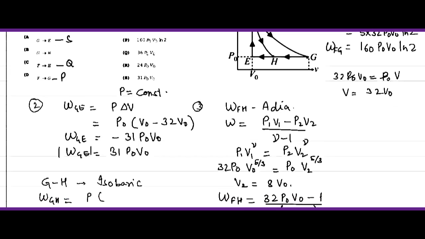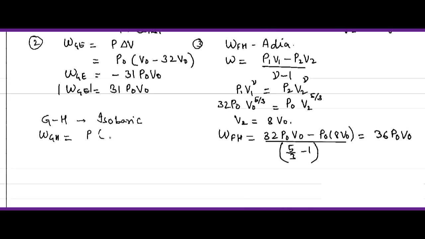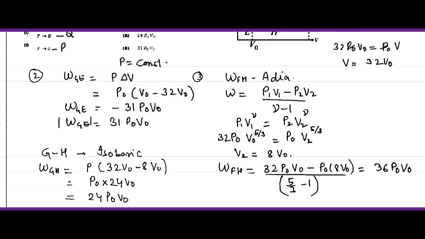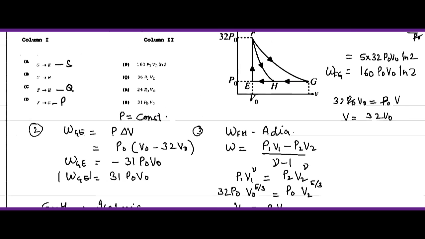At G we have the volume 32 V naught, and at H we have 8 V naught, and the pressure here is simply P naught. So from here we are going to get 32 minus 8, which is 24 times V naught. So we get 24 P naught V naught. This is the final answer that we had to get. So we have found that the work done in the process G to H is 24 P naught V naught. This is R. So this is the correct option.